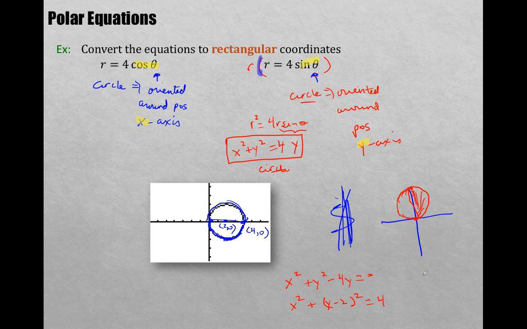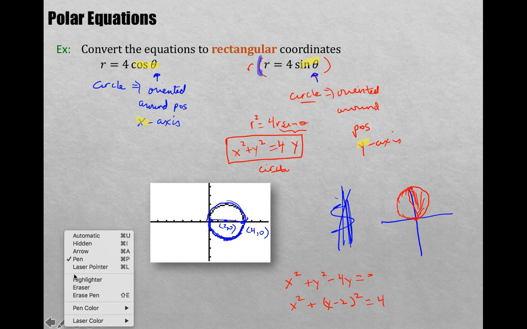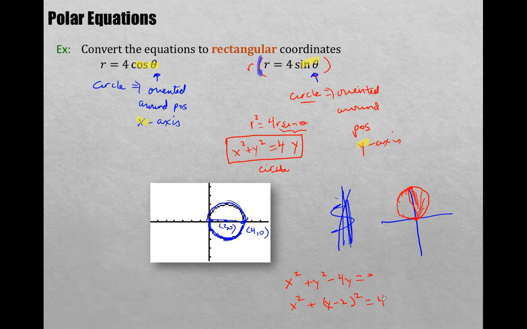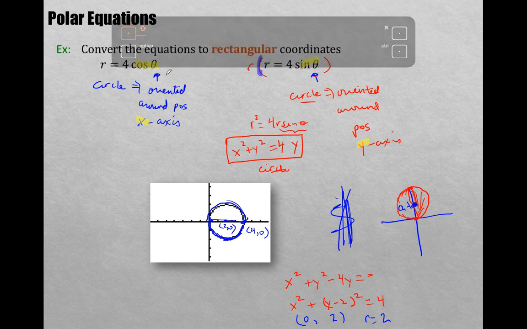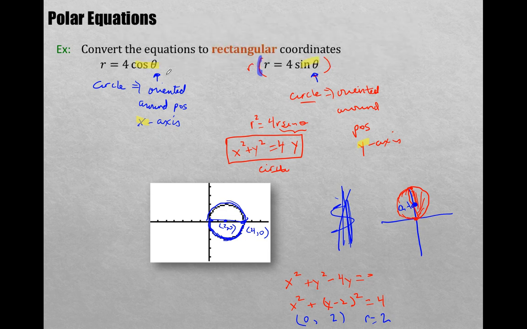Right? So this is a circle with a center of 0, 2 and a radius of 2, right? Because this is radius squared. 2, 0, radius of 2. Okay? So, again, think about what you're asked. Are you asked to convert? Well, then just use your algorithms and convert. But try to think each time what is happening.